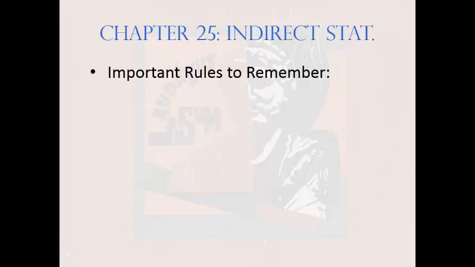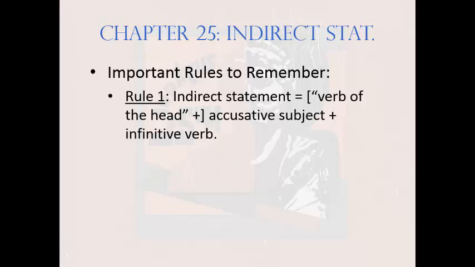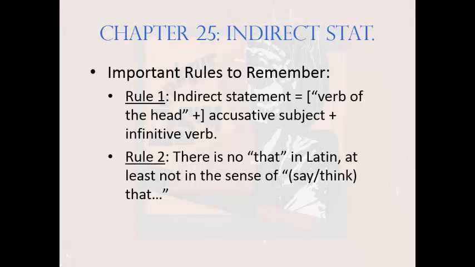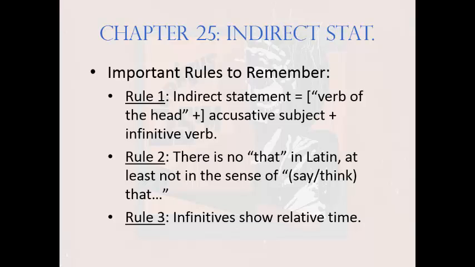There are three important rules to remember in this chapter. Rule 1. The formula for indirect statement in Latin is a verb of the head plus an accusative subject plus an infinitive verb. Rule 2. There is no "that" in Latin, at least not in the sense of "say that" or "think that." And Rule 3. Infinitives show relative time.